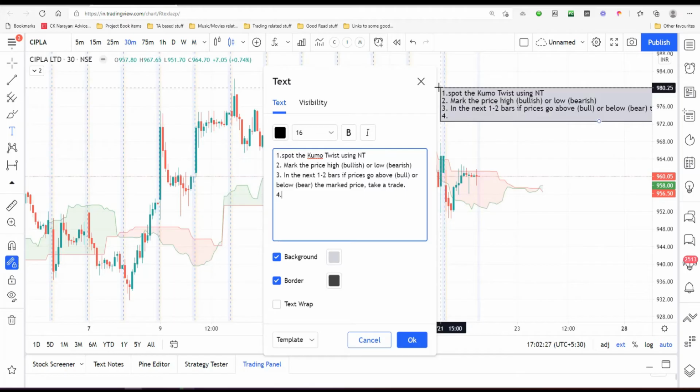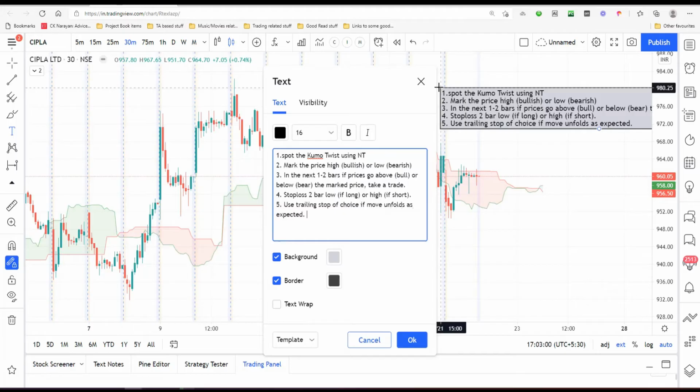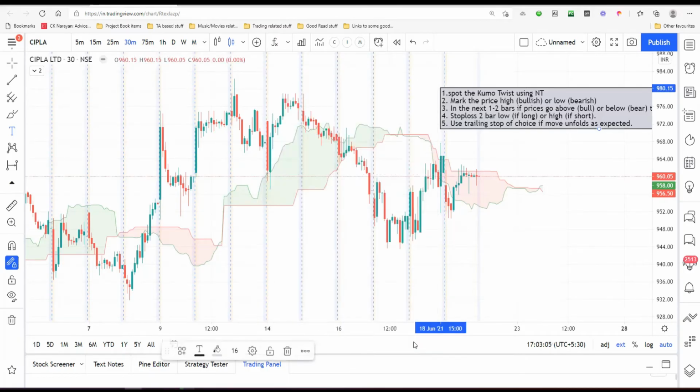Stop loss: 2 bar low if long, or 2 bar high if short. Very tight stops. Okay, so you're going to risk very little, and use a trailing stop of choice if the move unfolds as expected. Clear? These are the rules that we are going to use. Okay, so these are the rules that we are going to use.